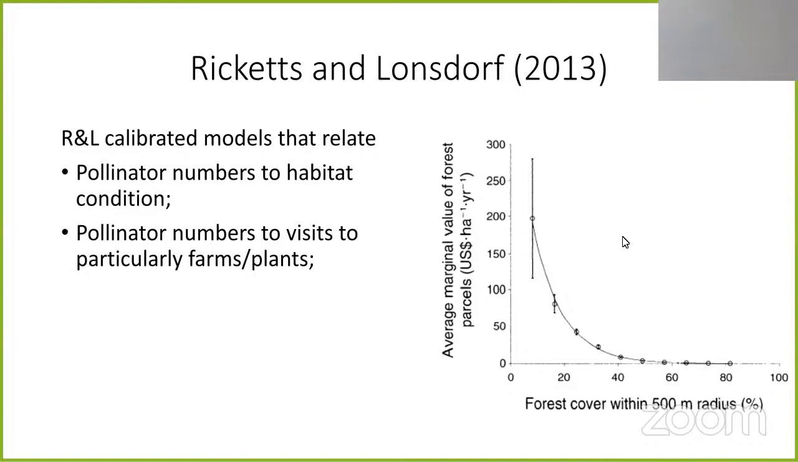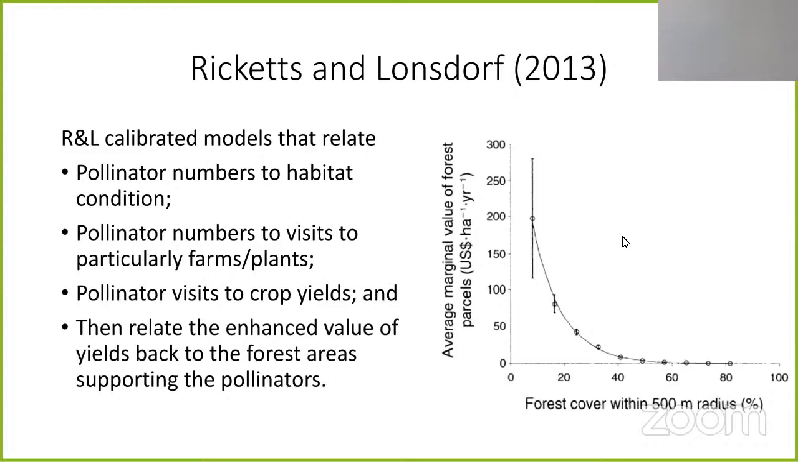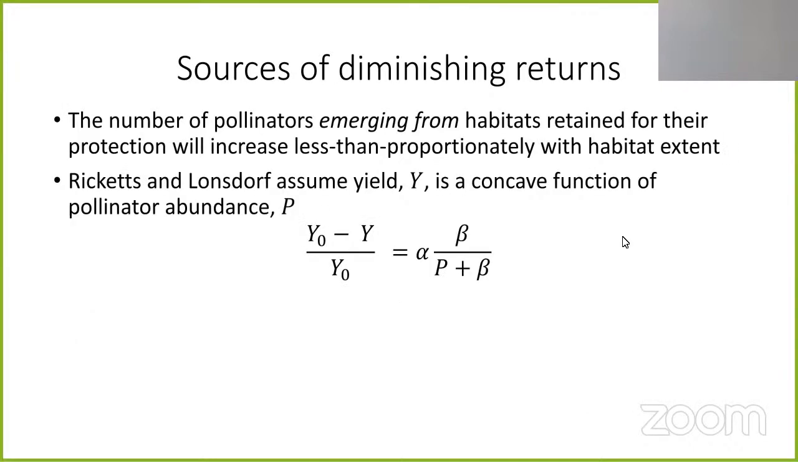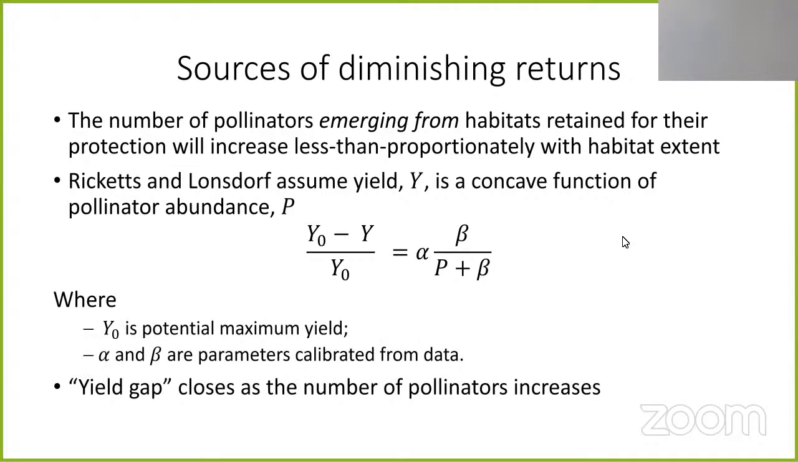So basically, they calibrated models with pollinator numbers and habitat condition related to forest areas. This is actually a slight simplification of their production function. And this isn't the production function, this is the yield gap, as it were. So Y sub zero is the amount of a crop that could be produced in a particular area if there were a sufficient number of pollinators available that essentially all of the plants in the area receive full pollination. Y would be the actual amount of pollination. Beta and alpha are parameters, and P is the number of pollinators. So again, the size of this gap diminishes with the number of pollinators, which is just another way of saying that the marginal product of additional pollinators falls off.